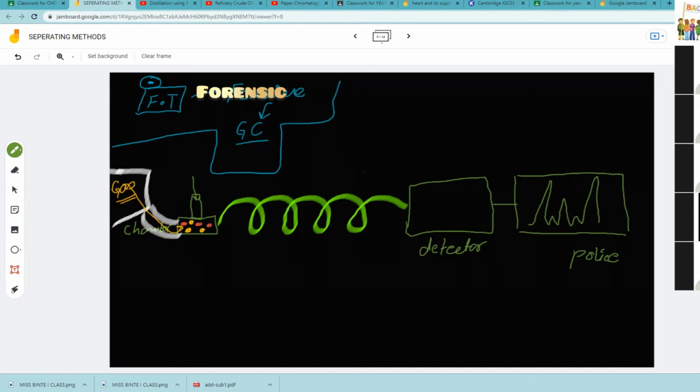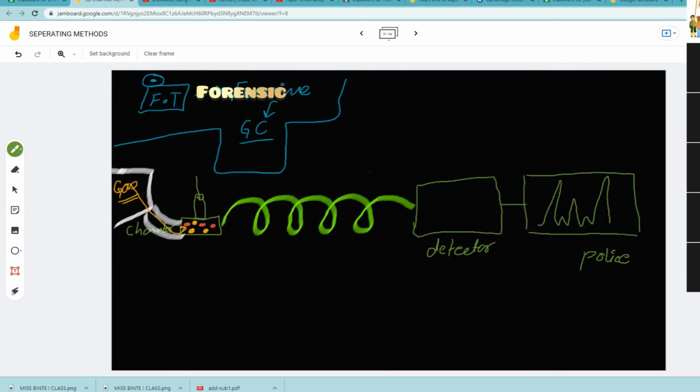Is this process clear? Okay, one more time. What did we do? We took a liquid from Fahad's table. We injected it. That liquid was converted to gas. Suppose that the substance has two substances, red and yellow. Then this will move to this coil. This coil is attached to a detector, and this detector is attached to a chromatogram. Is this clear?